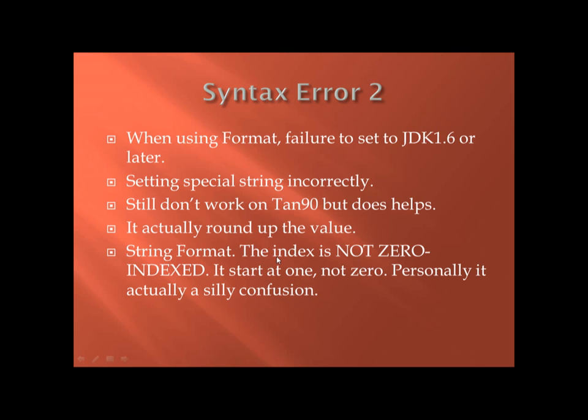Okay, this index is not zero-indexed. It starts at 1, not 0. So it's a silly confusion. If you put in a percent sign with 0.3f and intend it to read the first argument, no, it's actually going to read the wrong argument. You get a number format error. It actually starts at 1.